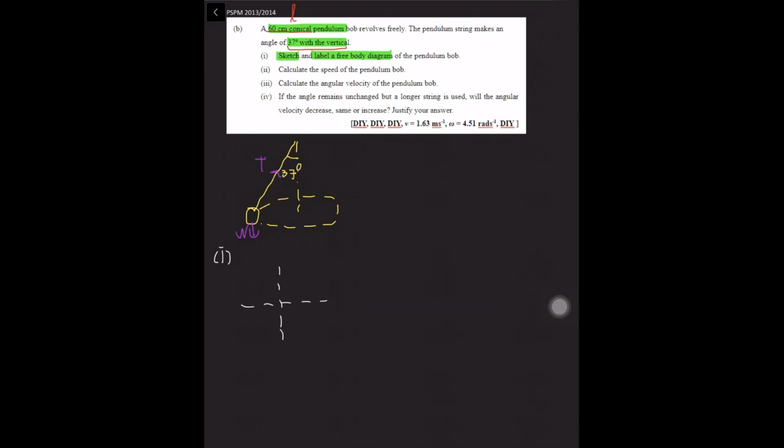Okay, sketch the axis first. Denote a dot as our object. There is a tension directed here, and the angle will be attached to the y-axis, 37 degrees. We have to label the angle in our free body diagram. And then we also have weight acting downward. Okay, settled for our free body diagram.